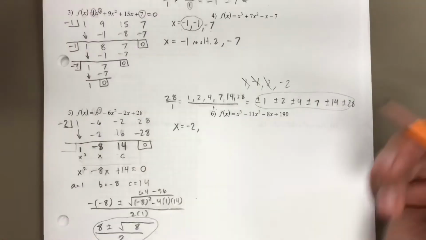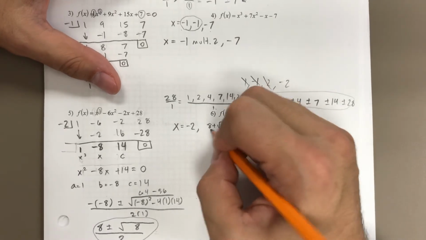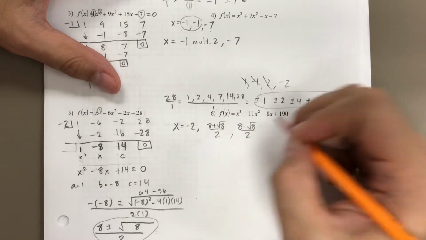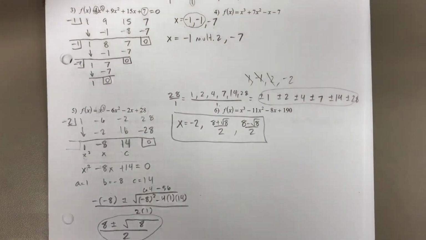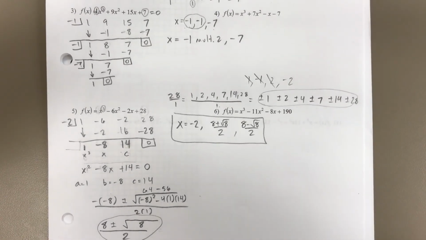Anyways, that gives us our zeros: negative 2, and then also 8 plus the square root of 8 over 2, and lastly, 8 minus square root of 8 over 2. So those are all 3 of our zeros. All right, I'm going to have a separate video for the back page where we're going to use just the calculator, and that should go by pretty quickly.